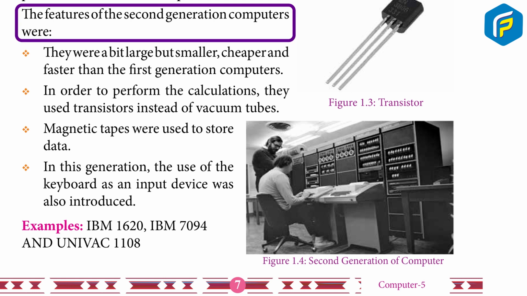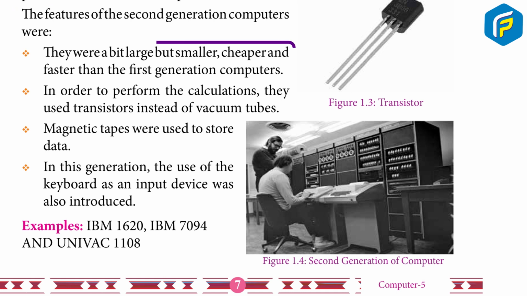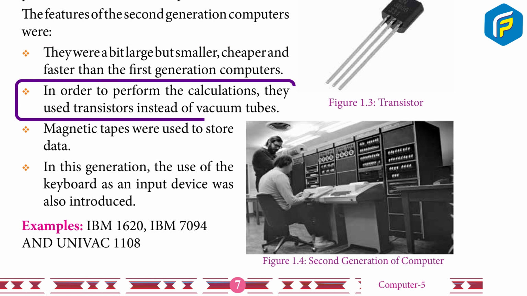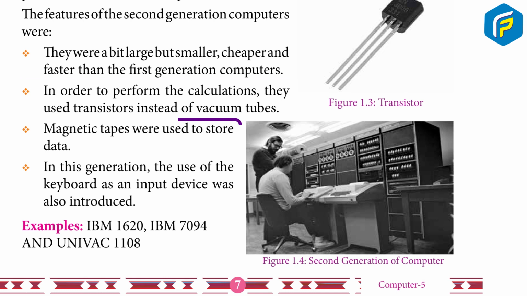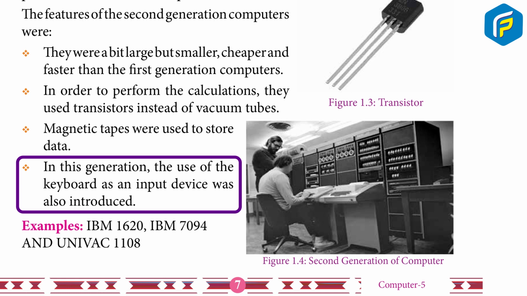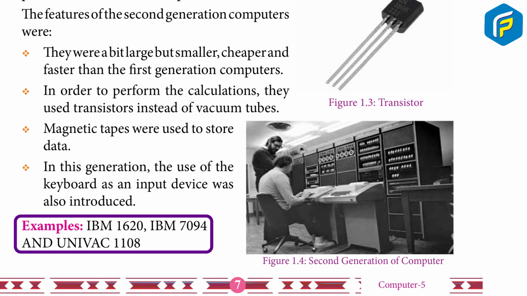The features of the second generation computers were: they were a bit large but smaller, cheaper, and faster than first generation computers. In order to perform the calculations, they used transistors instead of vacuum tubes. Magnetic tape was used to store data. In this generation, the use of the keyboard as an input device was also introduced. Examples: IBM 1620, IBM 7094, and UNIVAC 1108.